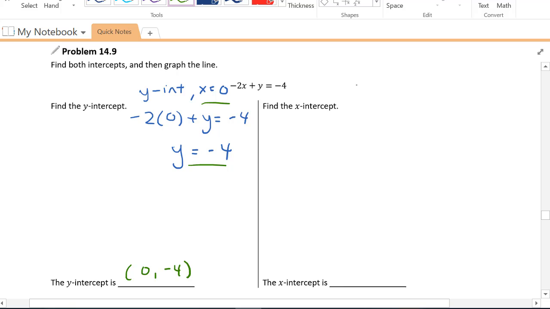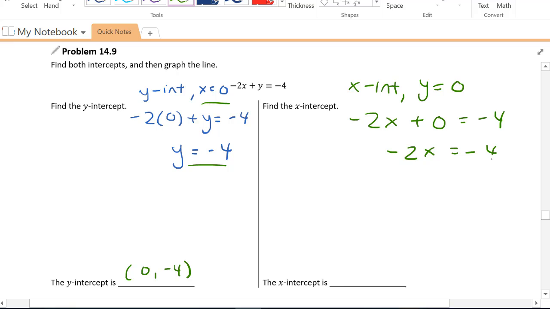Okay. For the x-intercept, right, we make the opposite one 0. So that means we make y 0. So that would give us negative 2x plus 0 equals negative 4. Well, that's just going to give us negative 2x equals negative 4, the 0 is gone, right? Doesn't do anything. So divide both sides by negative 2. So we get x equals positive 2. So we know x is positive 2, y is 0. So that means that coordinate is 2, 0.